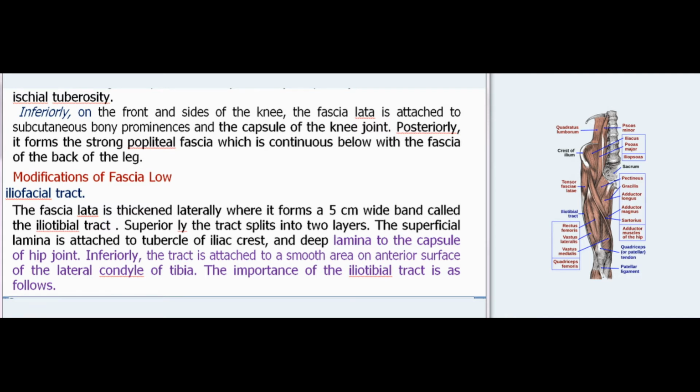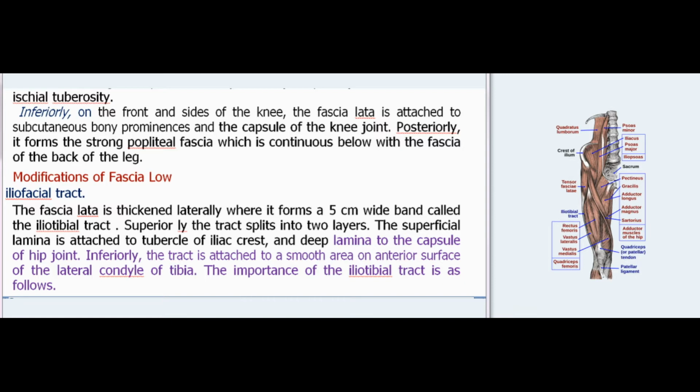Inferiorly, on the front and sides of the knee, the fascia lata is attached to subcutaneous bony prominences and the capsule of the knee joint. Posteriorly, it forms the strong popliteal fascia which is continuous below with the fascia of the back of the leg.